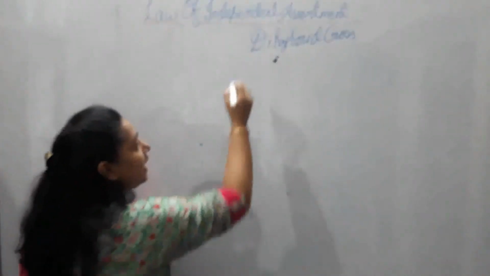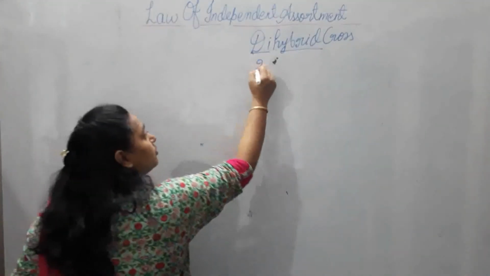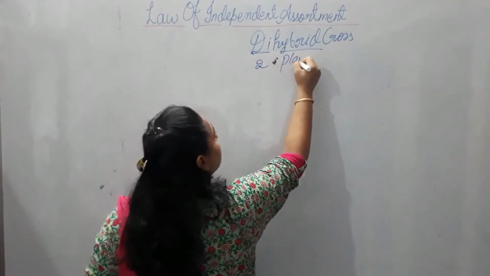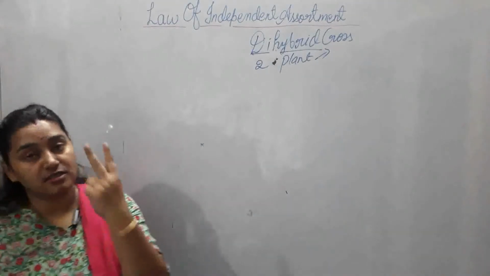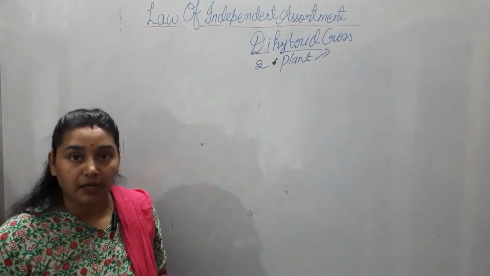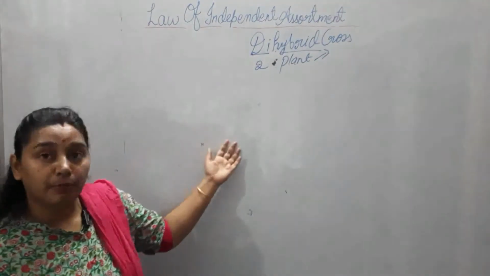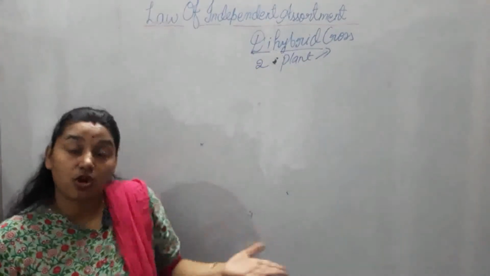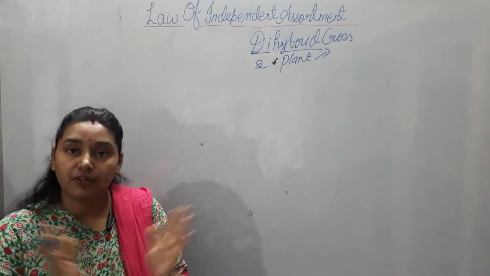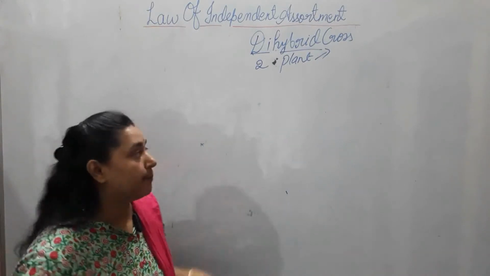Now let us see what this dihybrid cross is first. Dihybrid cross means two different characters are crossed in one single plant. For this experiment, Mendel chose two different plants, and crossed one with a plant which had two different traits and two different characters. Let us see that with an example.